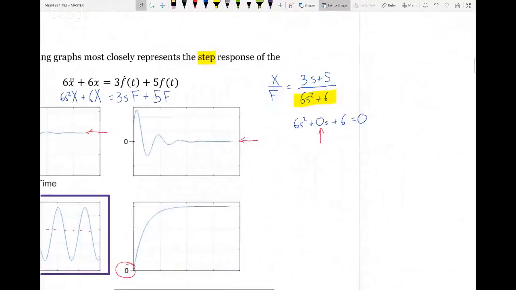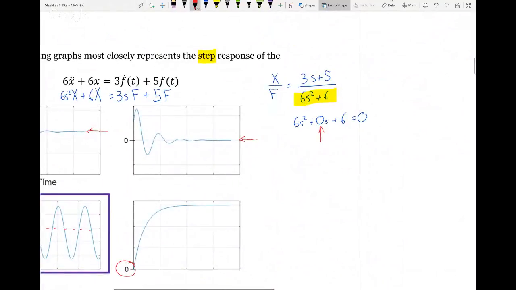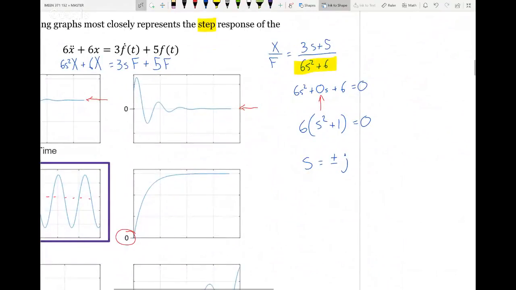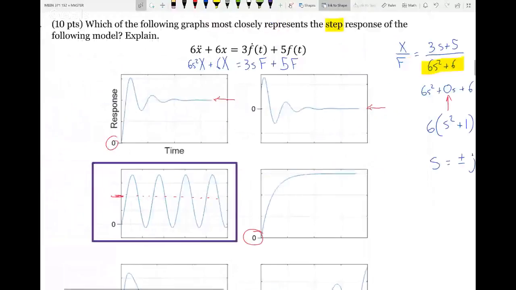If you're not sure, you say, oh, I don't know, let's keep going. We would look and see what the roots are. So we can divide this out. That's going to be 6 times s squared plus 1 equals 0. In other words, our roots are plus or minus the square root of -1. So these are imaginary roots, and we can look at the table. Imaginary roots give us oscillation without decay, and again, that's going to be this.